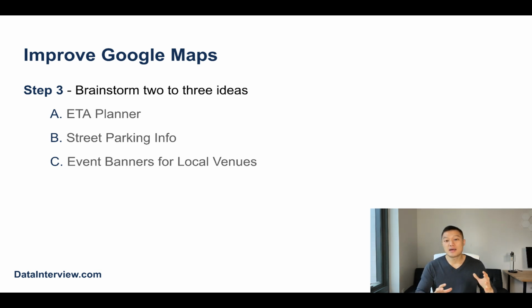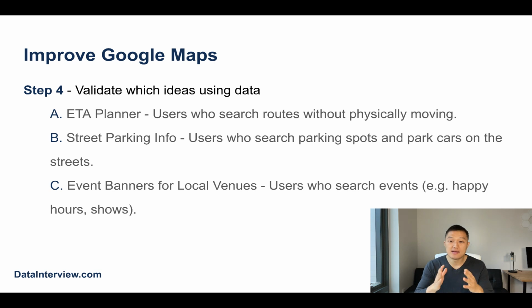So you start by laying out a couple ideas, right? And then eventually you say, okay, what I would probably do is some validation to see whether people will be using this, right? And so the next step is basically validating the idea using data, right? So in terms of the ETA planning, how can you validate this idea?